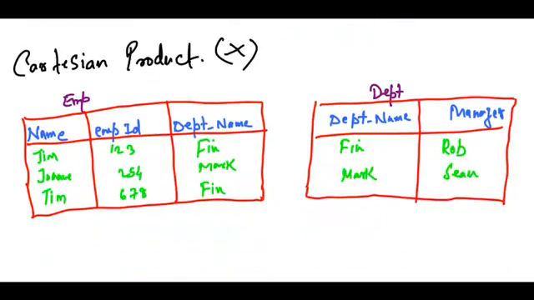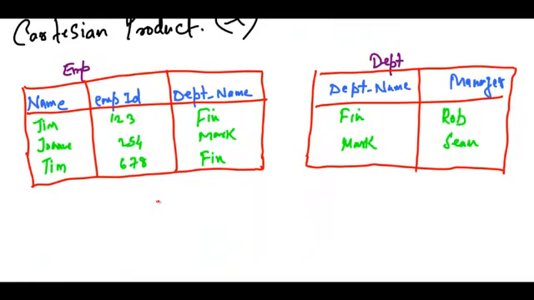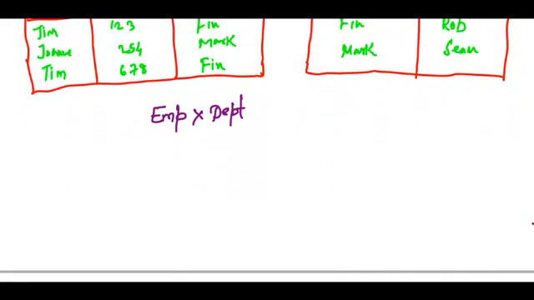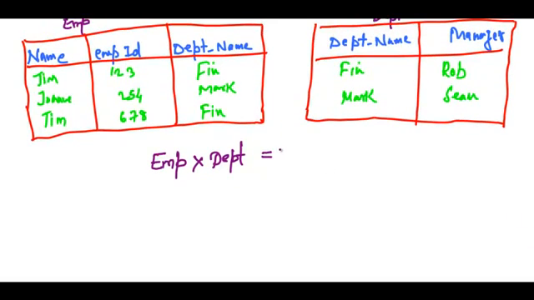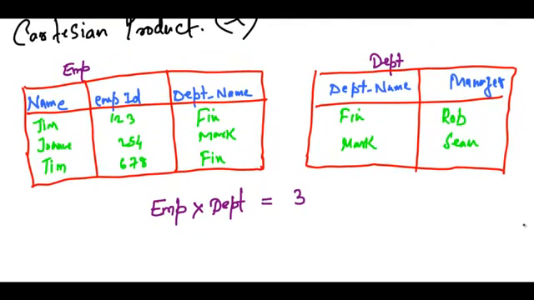So now the cross product of employee and department is a cross product basically relates one row in a particular table to all the other rows in the other table. So the number of rows in cross product is equal to the product of the number of rows in the two tables. So this employee table has 3 rows and this department table has 2 rows.